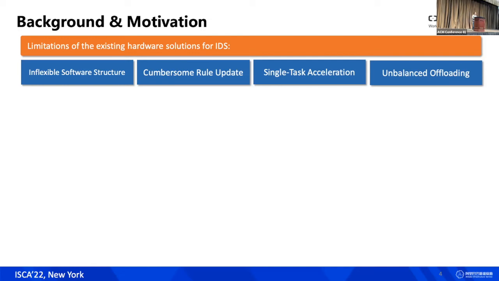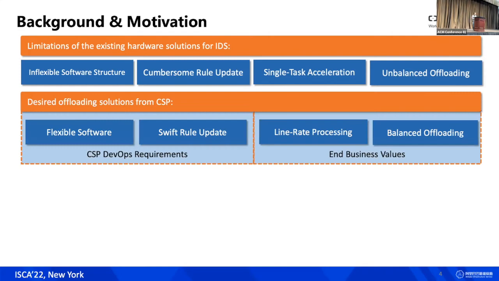And finally, the offloading is really unbalanced. Almost all of the existing solutions are focusing on regex acceleration, and little effort has been paid to how we prevent DDoS attacks, for example. So the desired offloading solution from a CSP needs a flexible software structure and swift rule updates. These two features come from DevOps requirements. We also need line rate processing and balanced offloading. These are the features that deliver the end business value.